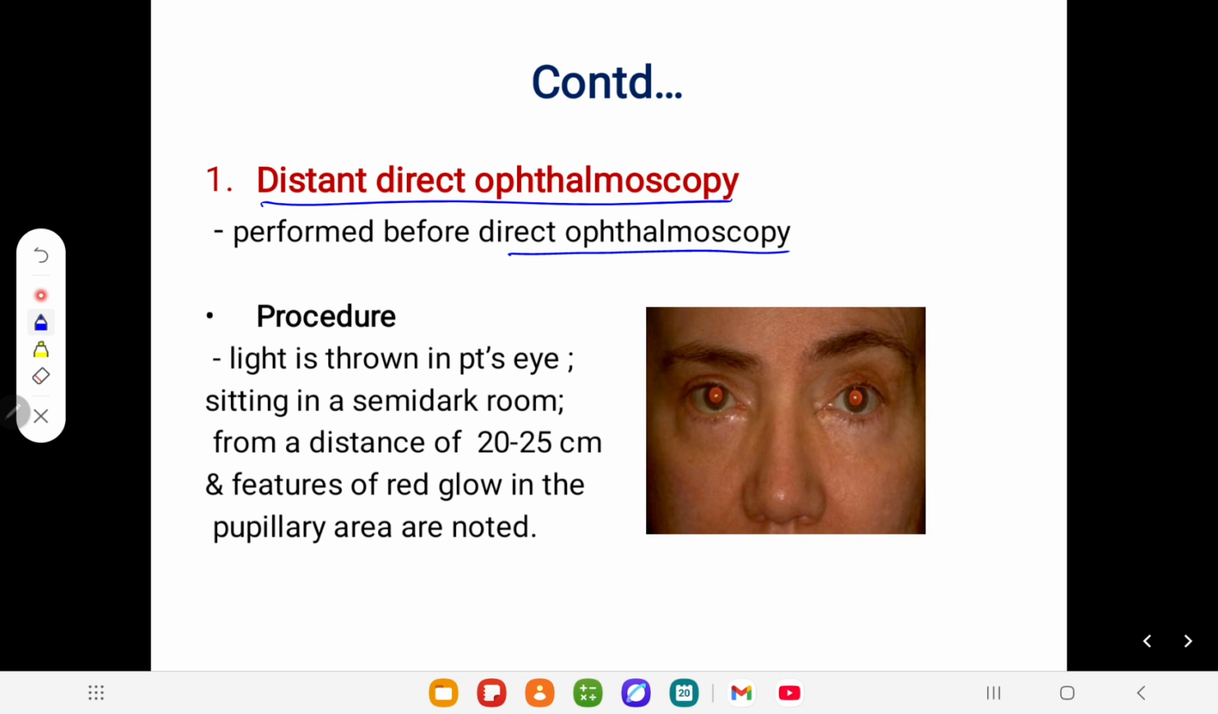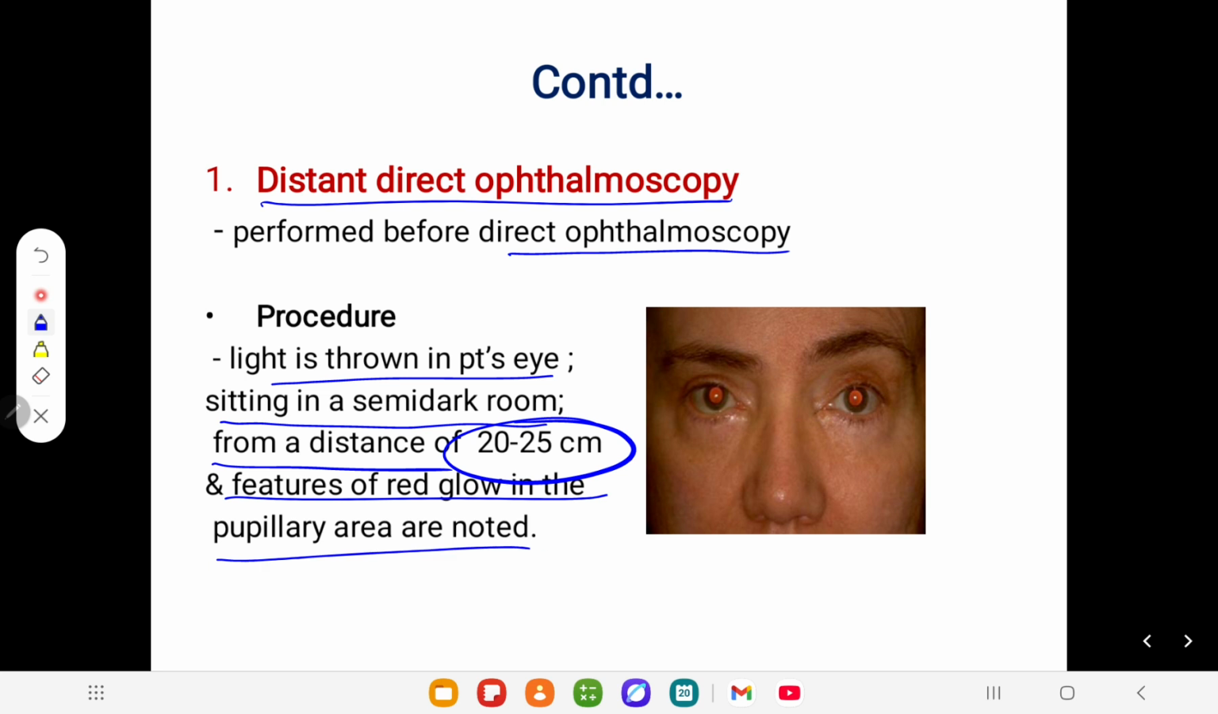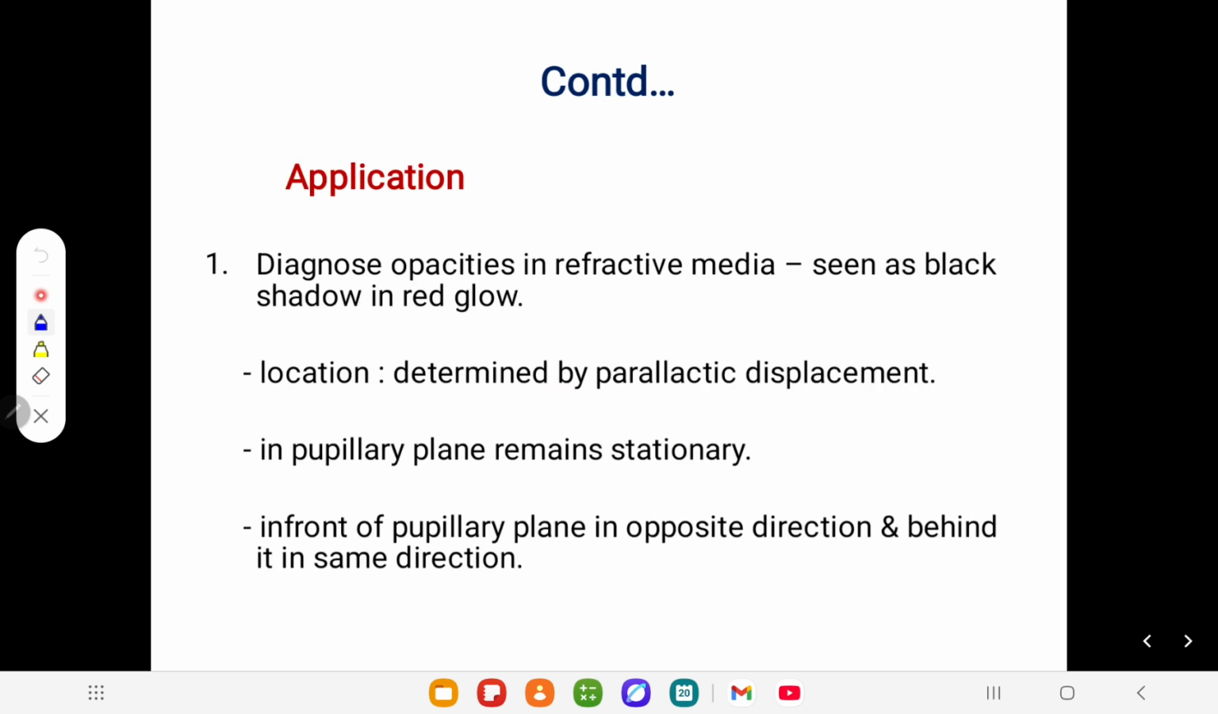From a certain distance, the light is thrown onto the patient's eye, sitting in a dark or semi-dark room, from about 20 to 25 centimeters, and the red glow of the pupil is noted. If the red glow is different, then we can think of very different things. For example, in diagnosing opacity of the refractive media, it is seen as a black shadow against the red glow, and its location is determined by motion parallax, isn't it? The pupillary plane remains stationary.